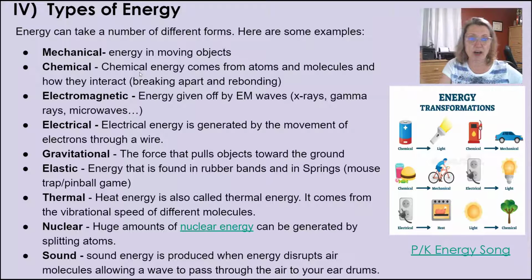Gravitational energy is something we talked about, where things from higher up are being pulled to the earth because of gravity, causing them to move. So there's gravitational potential energy and there's gravitational kinetic energy. Same thing with mechanical energy, mechanical potential. All of these have both forms of energy. Elastic energy is what we find in a rubber band or in springs, such as in the mouse trap, or in a pinball machine. You know, when you pull back the handle and it pulls the spring, and then you hit the ball forward.